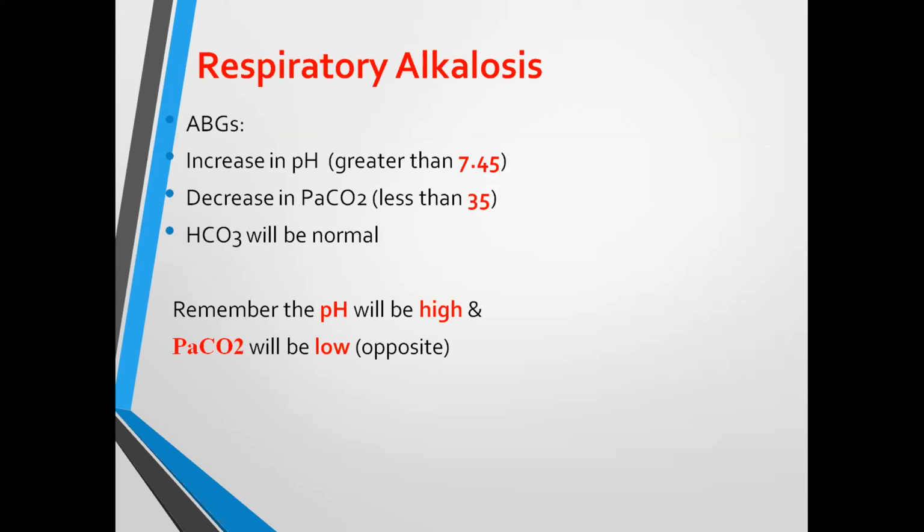In respiratory alkalosis, the most important thing is in ABGs. In ABGs, there is an increase in pH. Whenever we talk about alkalosis, the most important first thing is pH. The pH would be elevated. Normal is up to 7.45, and here it is greater than that. And PCO2 is basically opposite.